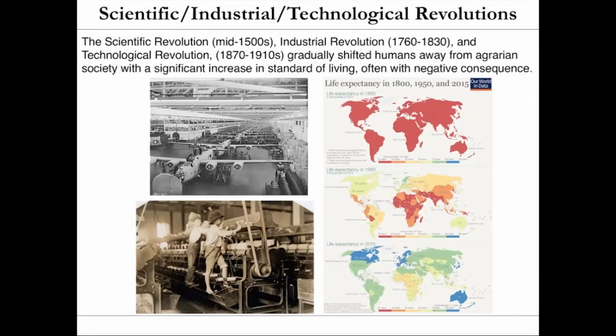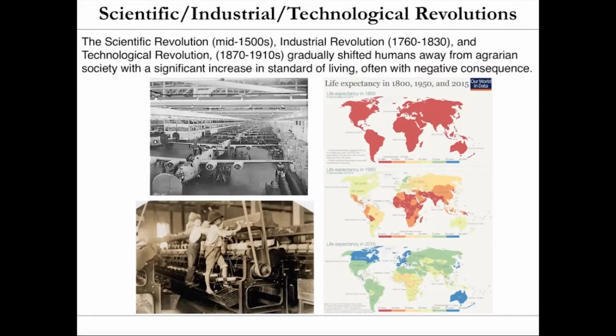And so these would be the scientific, industrial, and technological revolutions that occurred over the past few hundred years. The scientific revolution, which started with Copernicus and Newton, is generally dated to the mid 1500s. This is when humans first developed the scientific method as a sort of discipline, and that definitely spurred on what was called the Industrial Revolution. The first Industrial Revolution started around 1760 and went to 1830. And then there was another technological revolution from the 1870s to the 1910s.